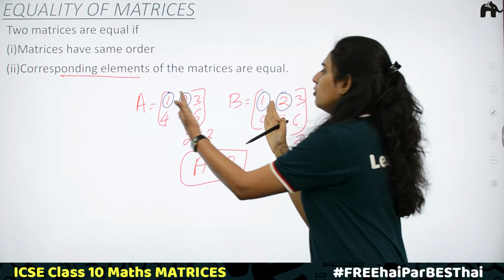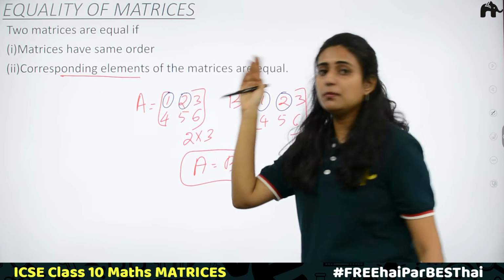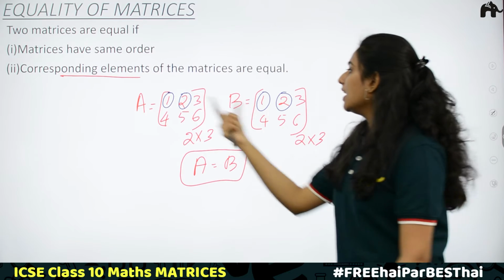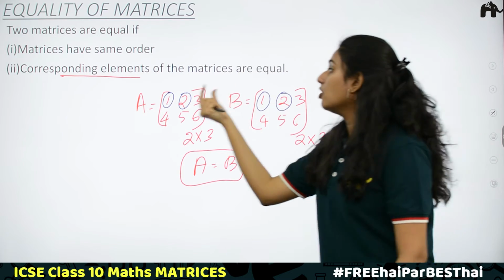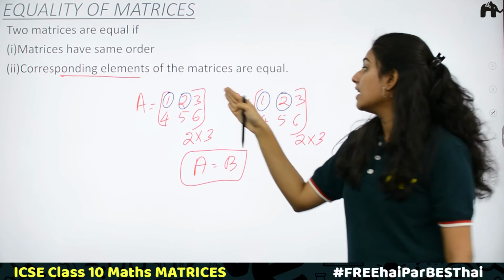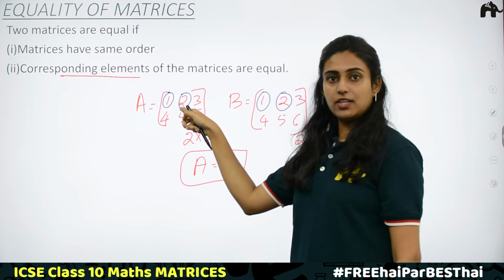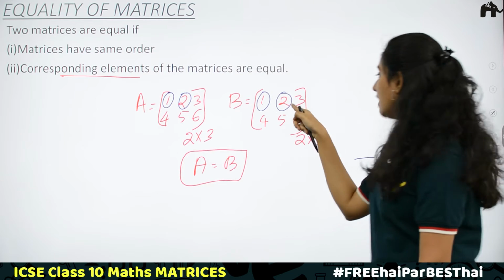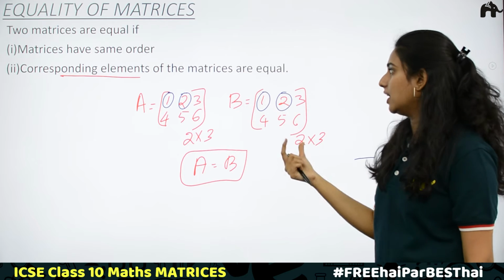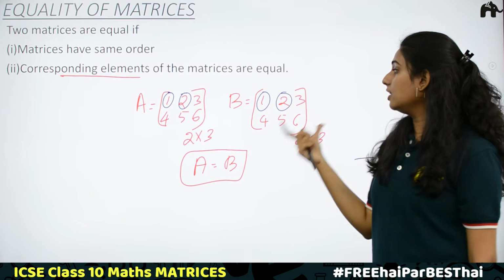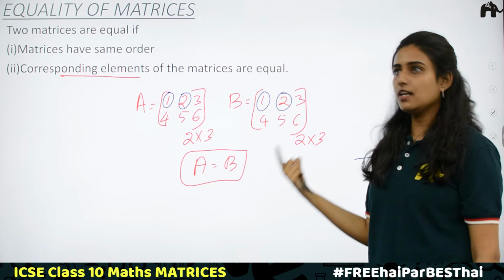Corresponding elements means, what are the first elements, that is the element belonging to the first row and first column? They should be equal. Then what are the second elements? Second elements means belonging to the first row and the second column. First row and second column. Here we have the second element, here we have the second element in B. They should be equal. Only in that case we can call these matrices equal.